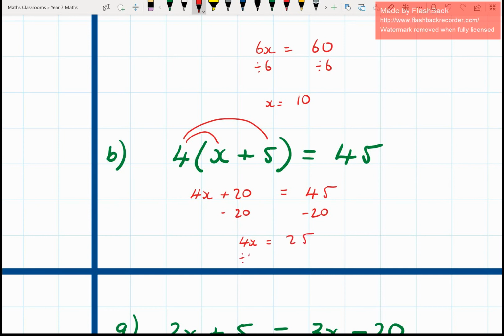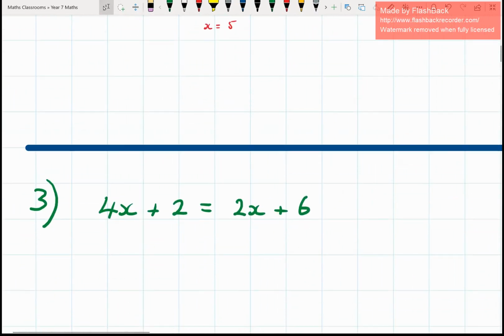And this is a tough one. I'm going to divide both sides by 4, which is not ideal. And we're going to get 25 divided by 4. All right, I don't have a calculator on me. If I did have a calculator, I could work that out. The ones in your test, we would like to think would be a whole number there.